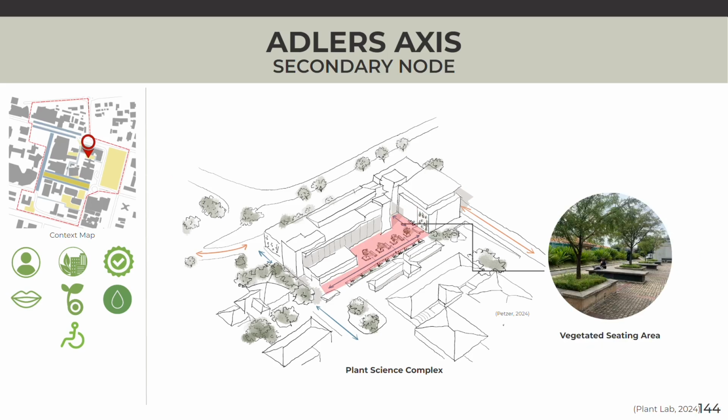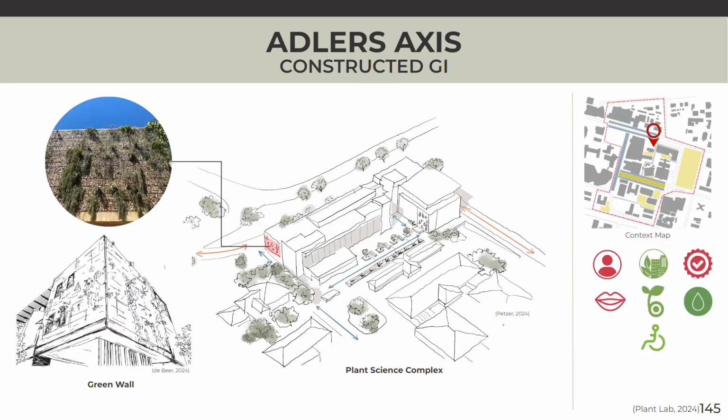Just next to the entrance of the plant sciences complex are these benches. This is largely an inactive space, but definitely adds to the overall GI of the complex. On the opposite side of the complex is another example of constructed GI. Sadly, this green wall is not maintained as the soil seems to be falling out of the wall. The wall does add to the ecosystem services but needs attention.